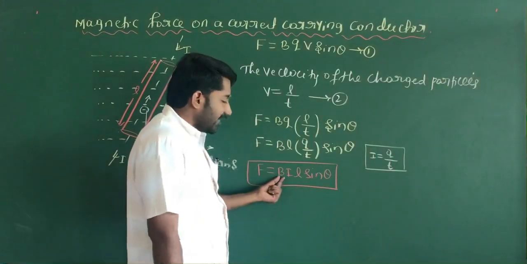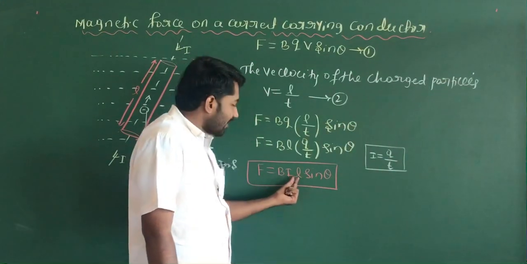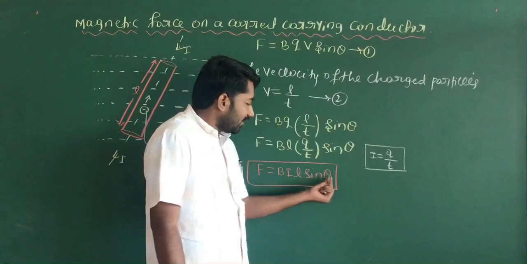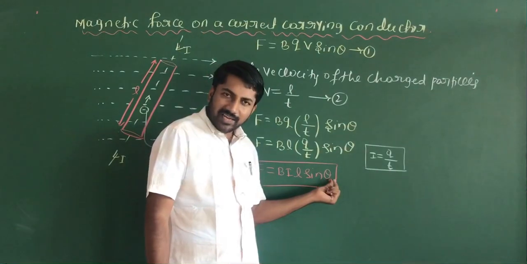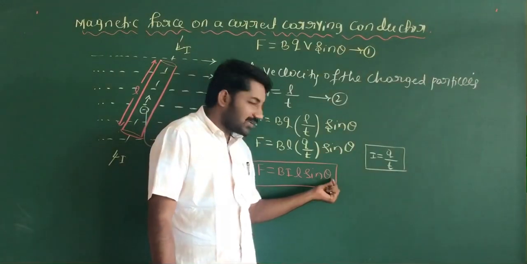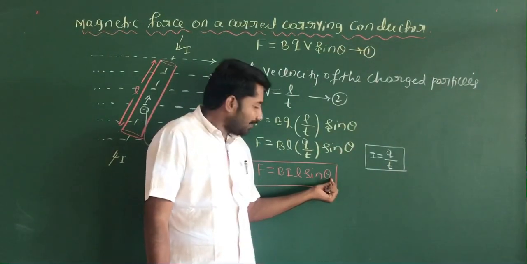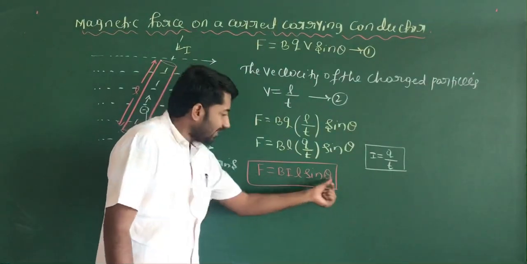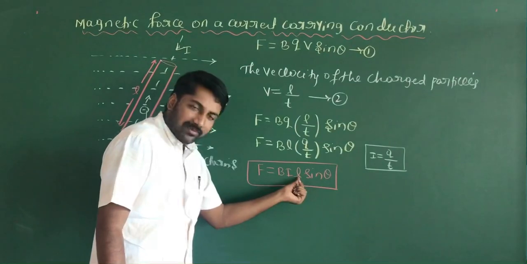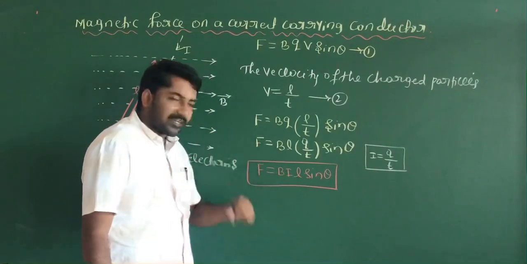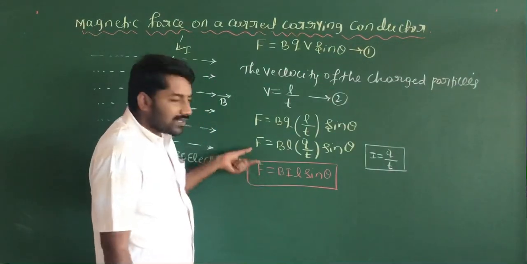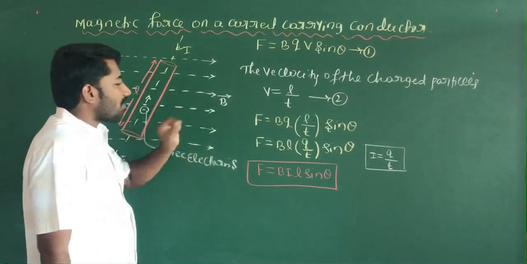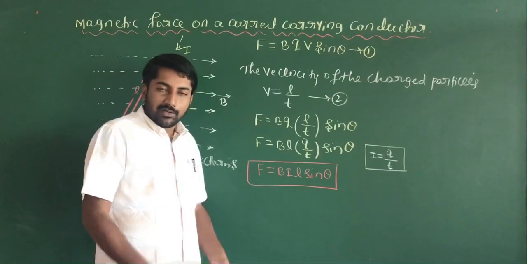Here, B is the magnetic field, I is the current flowing in the wire, L is the length of the wire. Here, theta is the angle between the length vector L and the magnetic field B. This is the expression for magnetic force on a current carrying conductor in the region of uniform magnetic field.